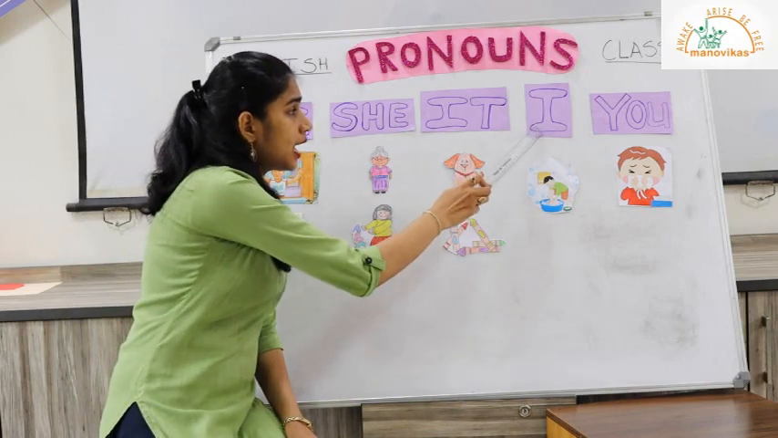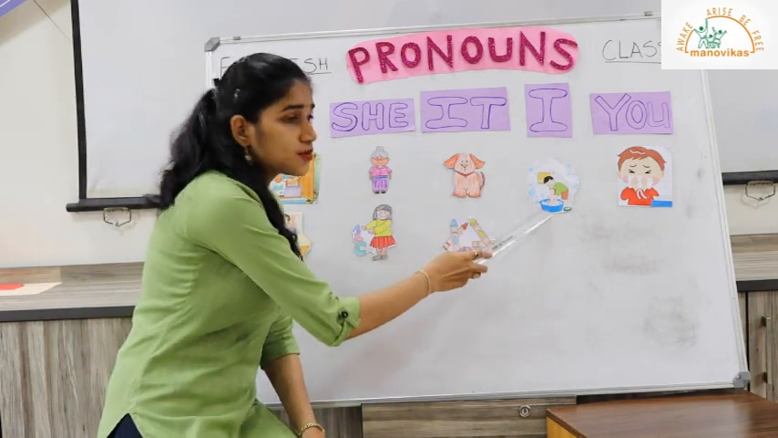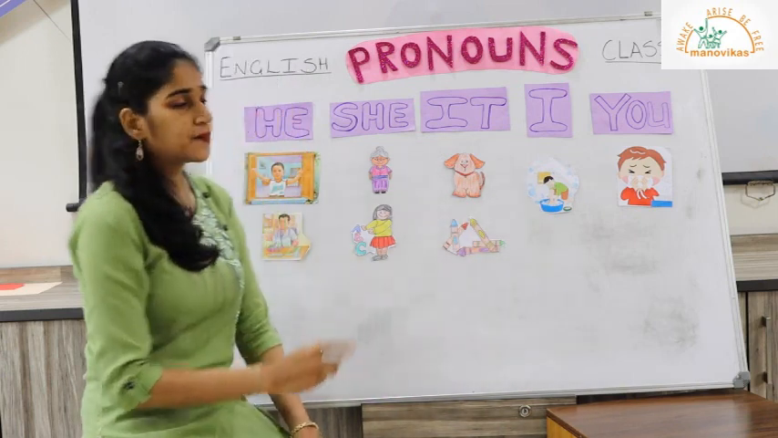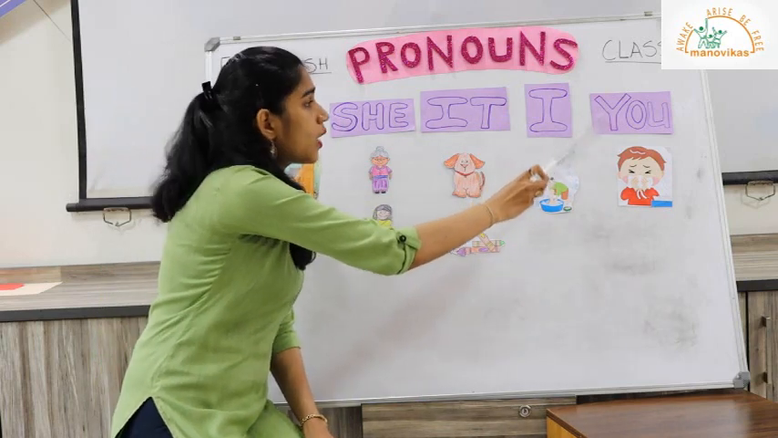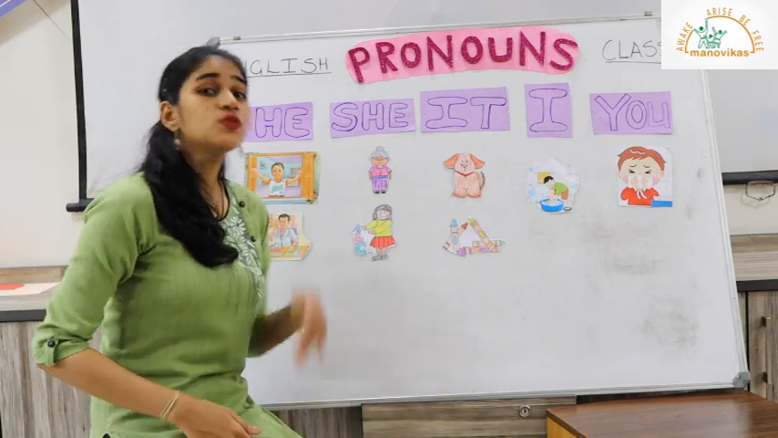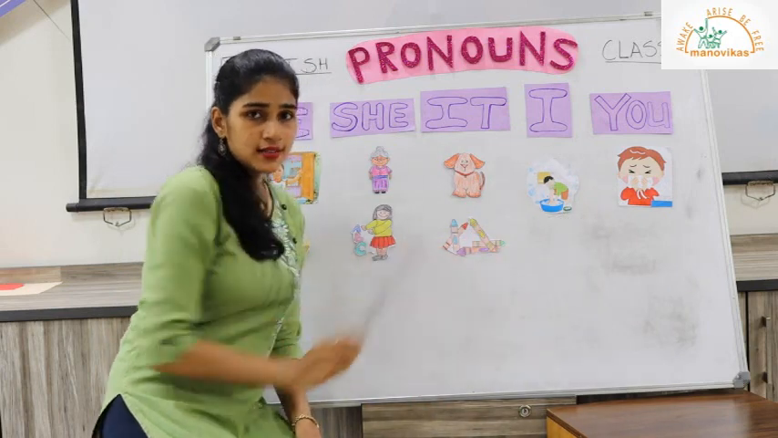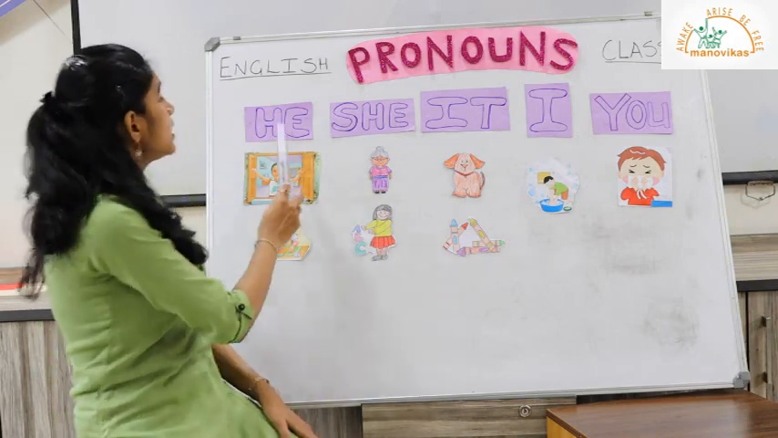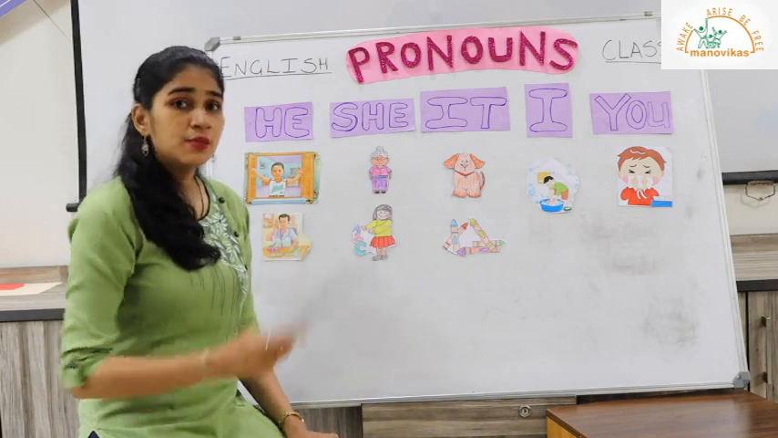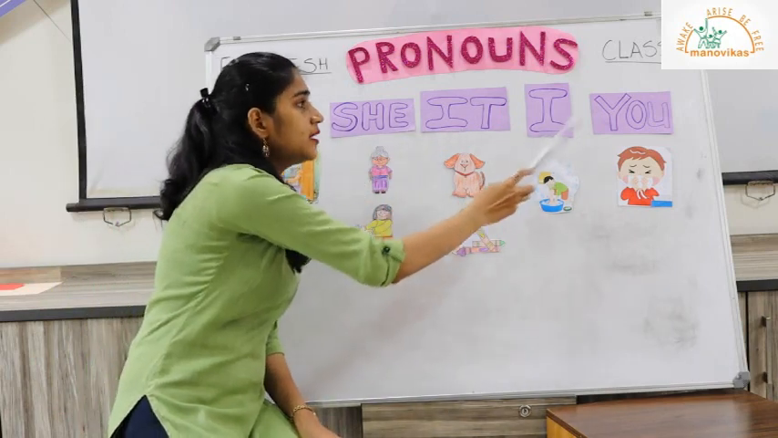And we use the pronoun I when we are talking about ourselves. This boy is talking about himself and he says, I like to keep myself clean. We use the pronoun you, Y-O-U, when we are talking about someone else or when we are talking to someone else. For example, I would say to this boy, you are sneezing. So students, these are all very important pronouns. We will use these in place of a noun. He, she, it, I, you.